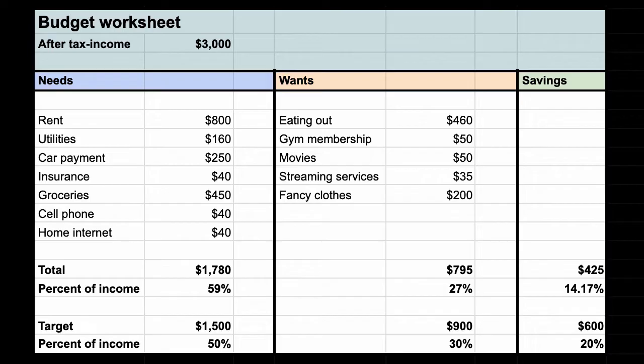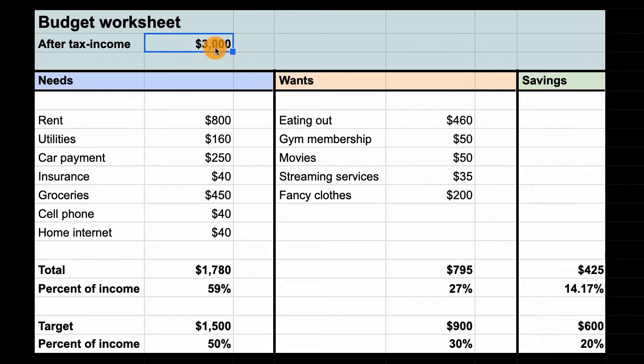a budget. But just on this spreadsheet here, the first thing I start out with is my after-tax income, because that's the actual amount of money that I have to spend in a given month. And I'm going to do everything here on a monthly basis. So whatever my income was, I'm paying for taxes and other things that get withheld from my paycheck. And my after-tax is right here at $3,000.